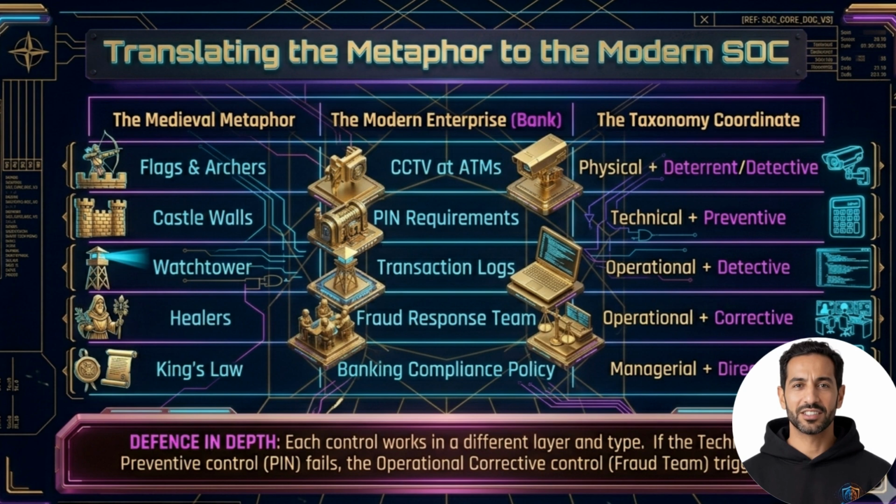Let's translate the castle into a modern organization. At an ATM, CCTV cameras are physical and detective. PIN requirements are technical and preventive. Transaction logging is operational and detective. Fraud response teams are operational and corrective. Banking policies are managerial and directive. 5 controls. 5 different jobs. 1 layered defense strategy.